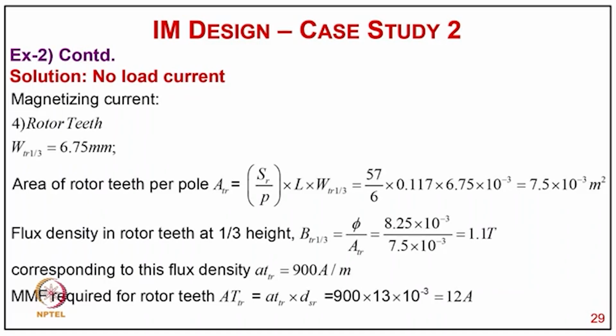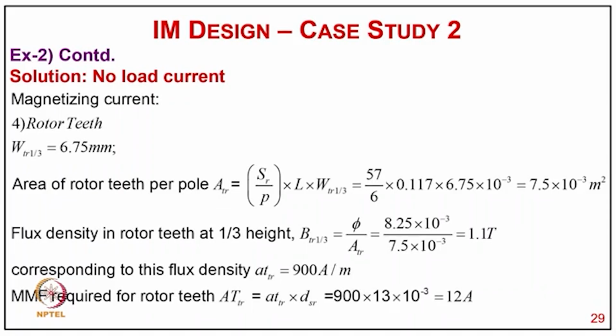The area of the teeth is ATR = SR upon P into Li into WTR, so it comes 7.5 into 10 power minus 3 meter square. So flux density in rotor teeth at 1/3 height is BTR = pi upon ATR, so putting value it comes 1.1 Tesla, and corresponding per unit MF for this flux density from the magnetization characteristic of the material comes small ATR equal to 900 ampere per meter. MF required for rotor teeth, capital ATR, equal to ATR into DSR, so putting value it comes 12 ampere.